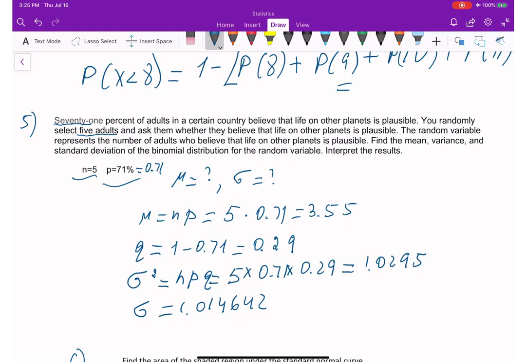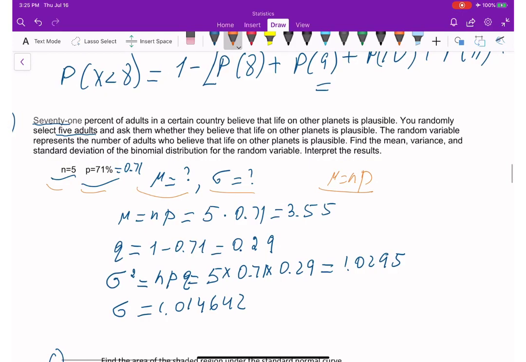Let me tell you how I figure out which one to solve. First, look at what you need to find. You need to find the average and sigma. Right away, write down the formula for average. What's the formula for average? Mu is equal to n times p. Do I have n? Yes. Do I have p? Yes. Which means I'm done with mu. I can find mu easily.